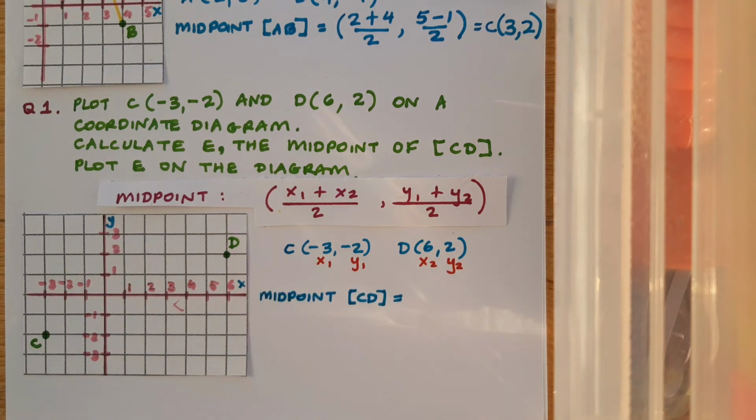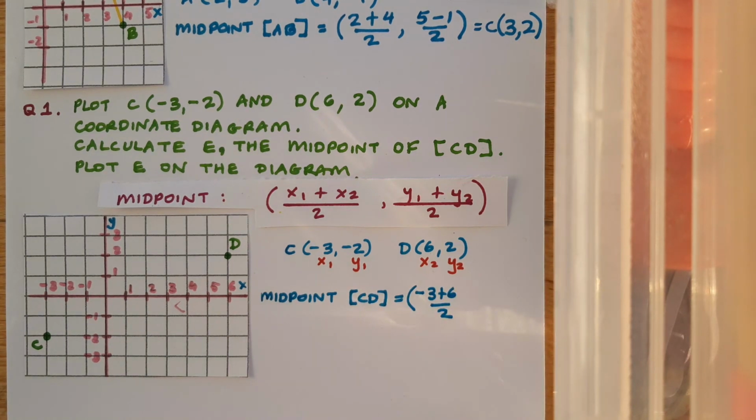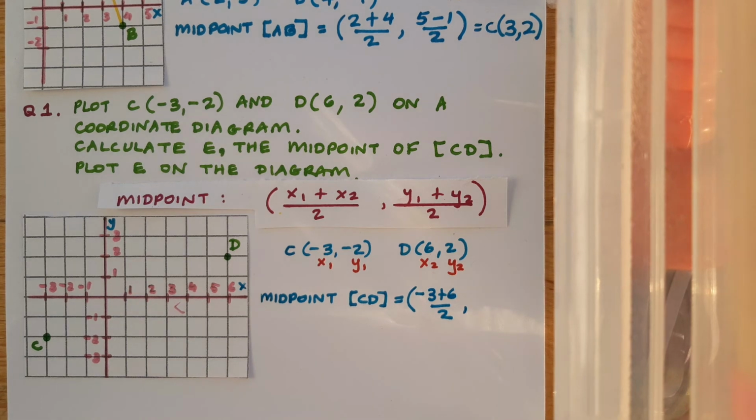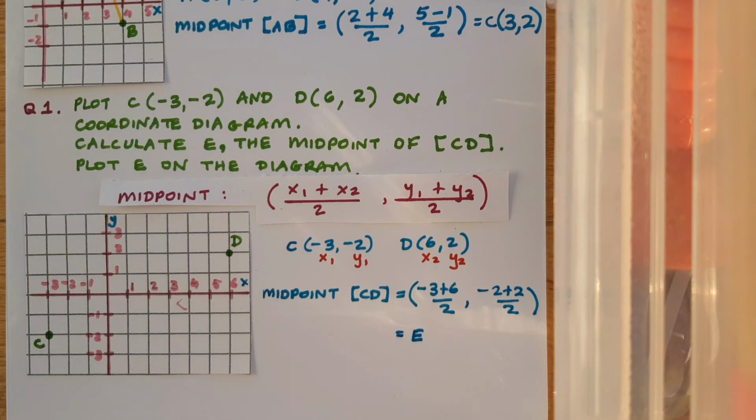So the midpoint of CD, using my x values first of all, will be minus 3 plus 6 over 2. I'll put a comma after that, and now into the y values, minus 2 plus 2 over 2. So we'll work that out. And you can use your calculator to type in each individual calculation if you like. So you can type in minus 3 plus 6 divided by 2, and you can type in minus 2 plus 2 divided by 2. Just be careful to use your fraction button to start off each of those calculations. And the point comes out as 1.5, 0.